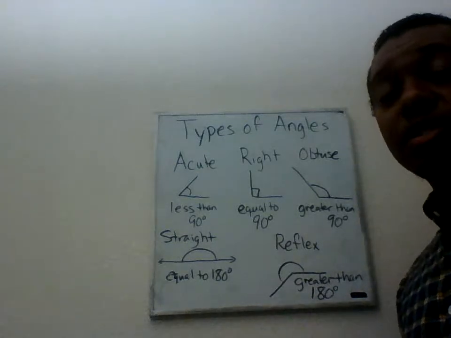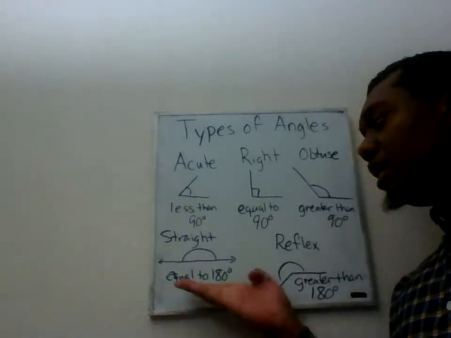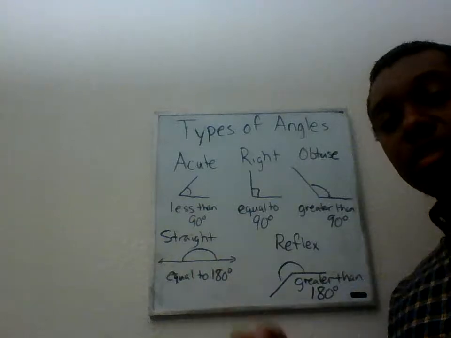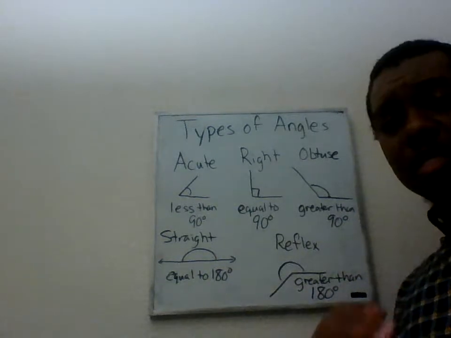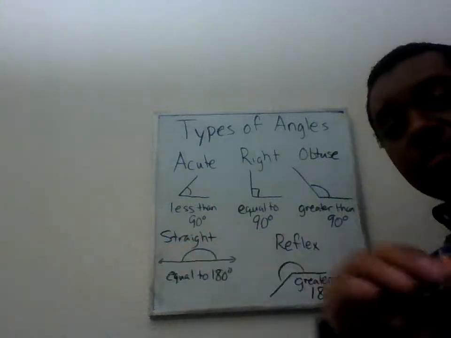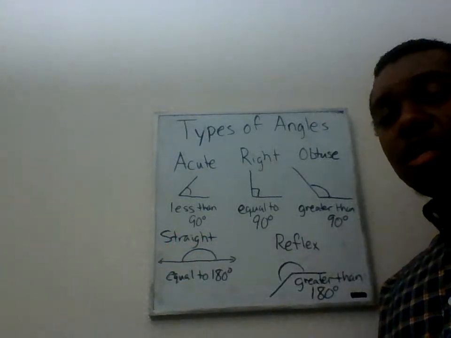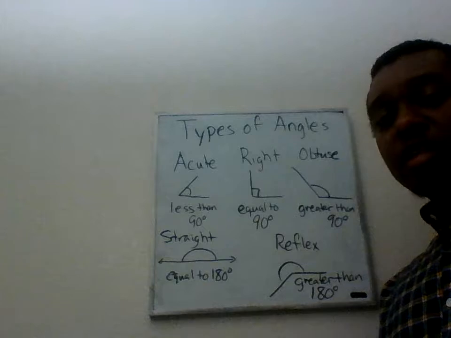So that's an obtuse angle, and then we have a straight angle, which is equal to 180 degrees. The reason this is called a straight angle is because it will lay a perfect flat surface. 180 degrees will lay a perfect flat surface.